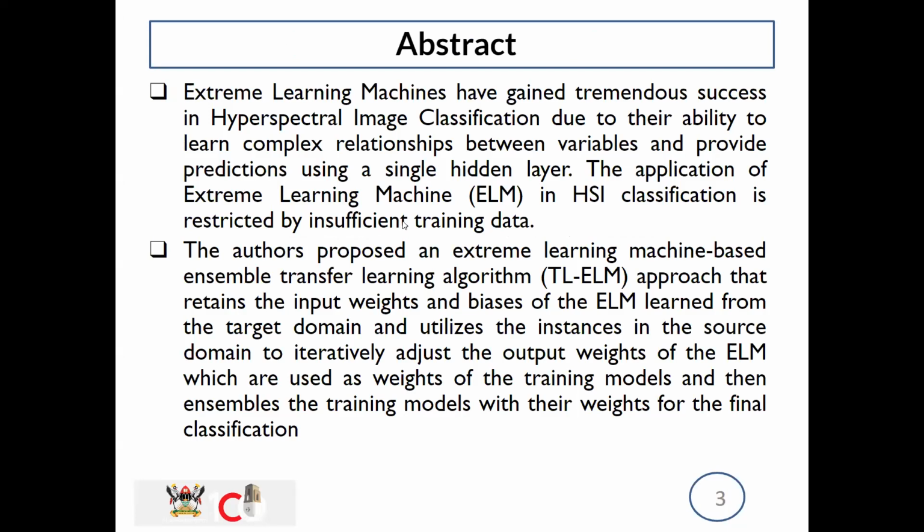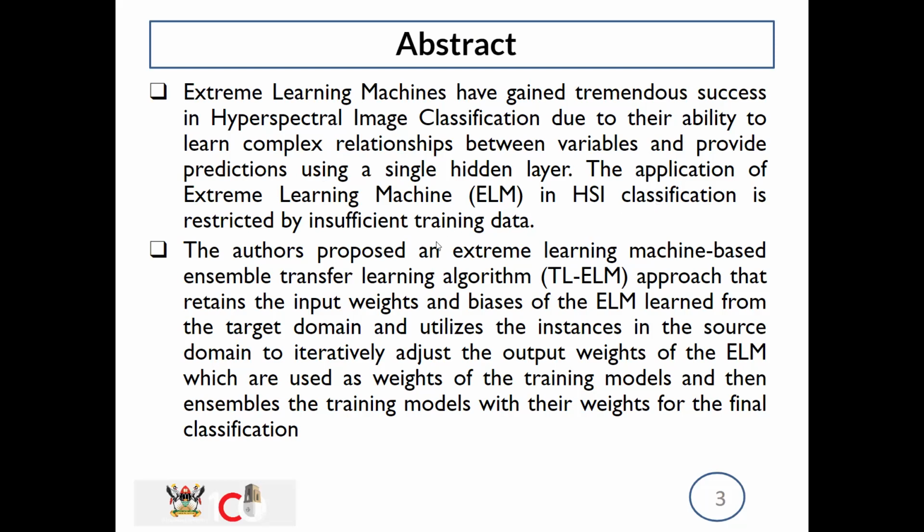In the abstract, the authors acknowledged that extreme learning machines have been successfully applied in hyperspectral image classification due to their ability to learn complex relationships between variables and provide accurate predictions using a single layer of hidden neurons. But applying extreme learning machines in hyperspectral image classification has been restricted by insufficient training data.